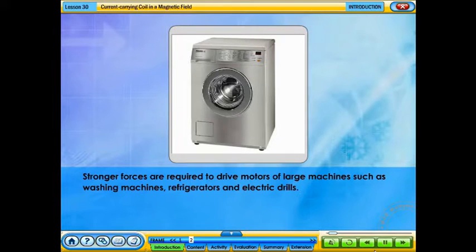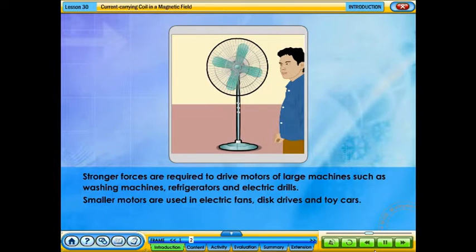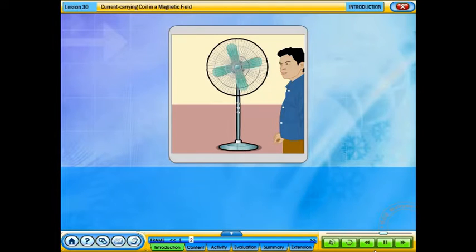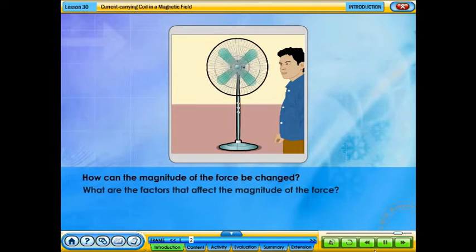Stronger forces are required to drive motors of large machines such as washing machines, refrigerators, and electric drills. Smaller motors are used in electric fans, disk drives, and toy cars. How can the magnitude of the force be changed? What are the factors that affect the magnitude of the force?